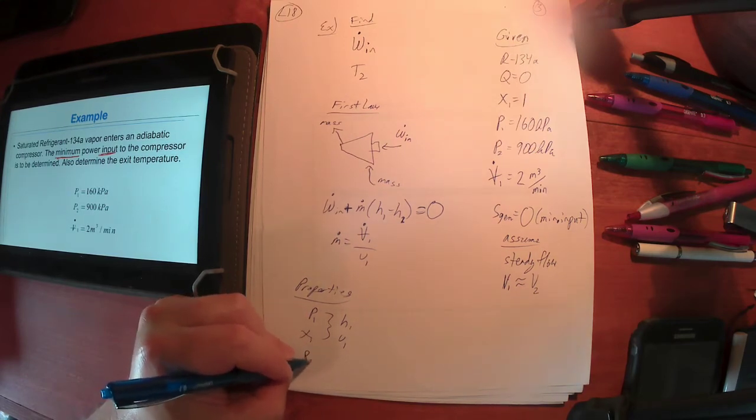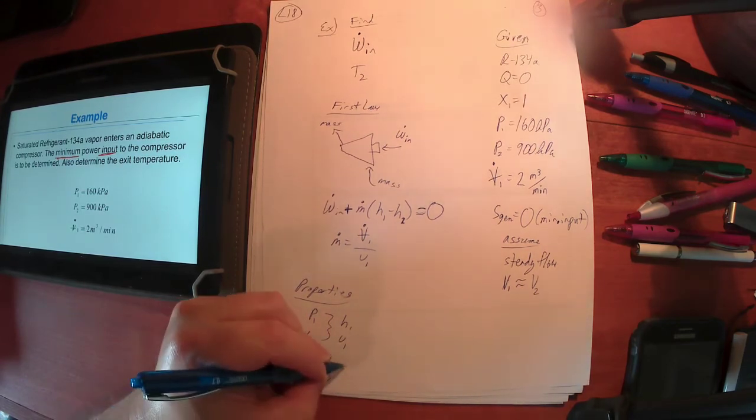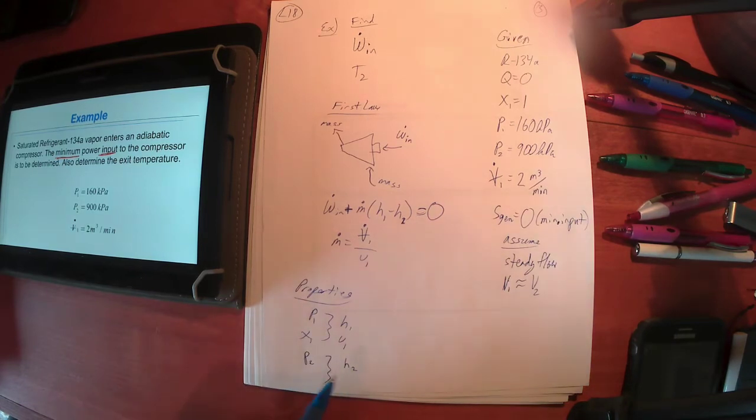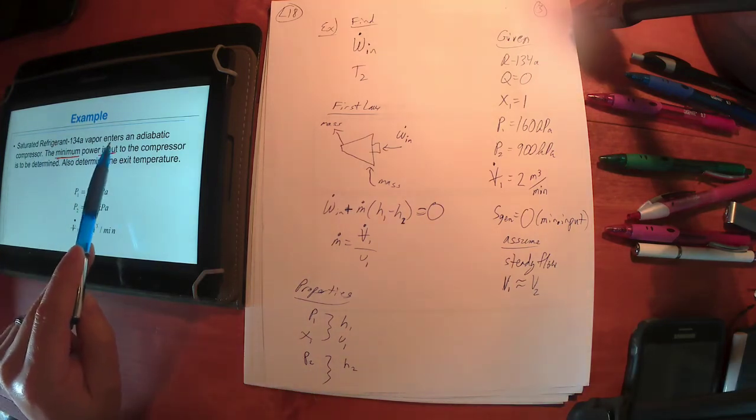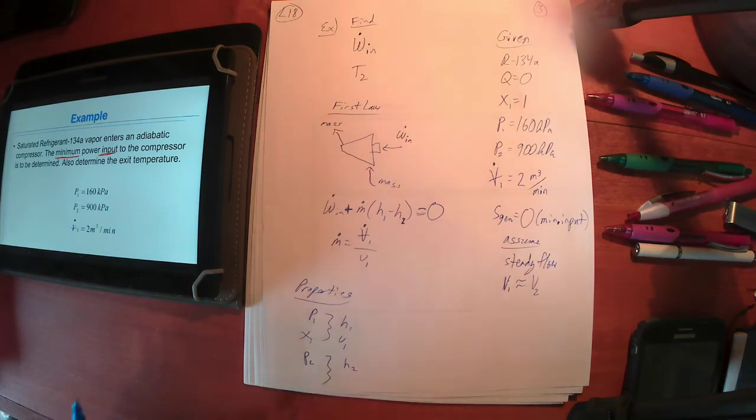What do I know about state 2? I know the pressure at state 2. Right? So I need two properties to find H2. I know the pressure at state 2. What else do I know? Now, a common mistake I see is people will say, Steve, it's saturated vapor, right? No, we don't know that. Saturated vapor enters. We don't know that saturated vapor exits. That's not given to us.